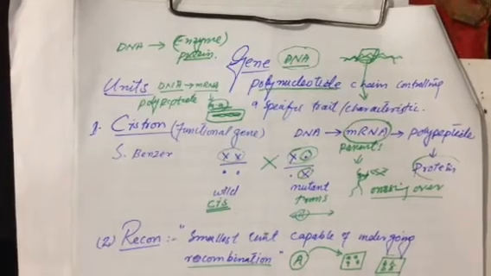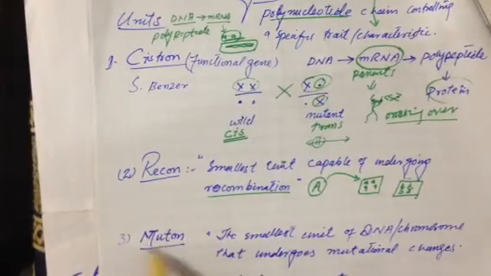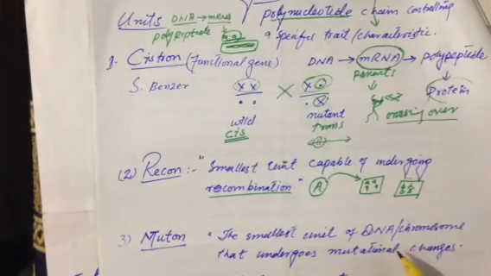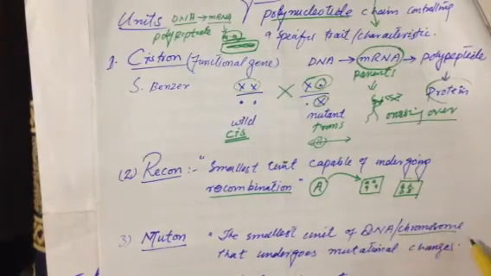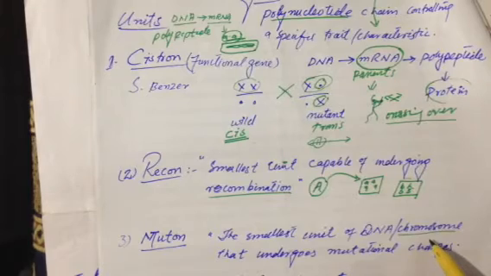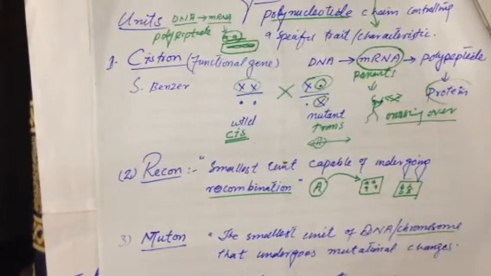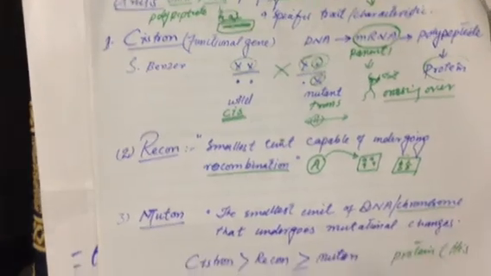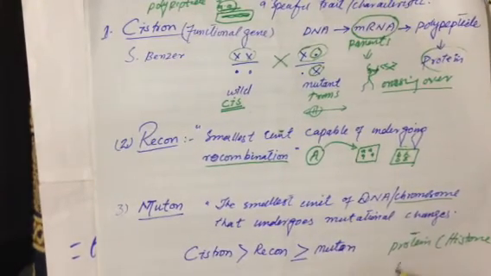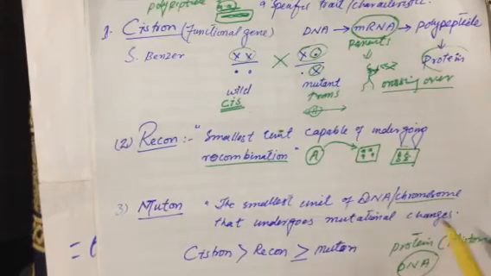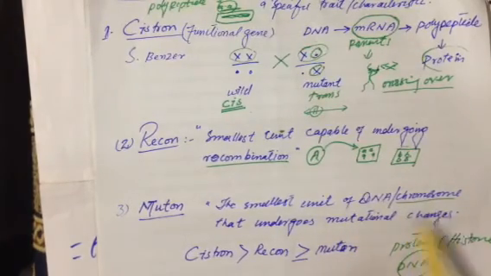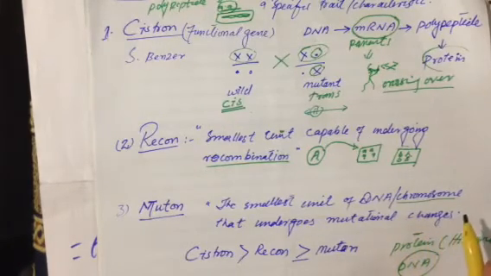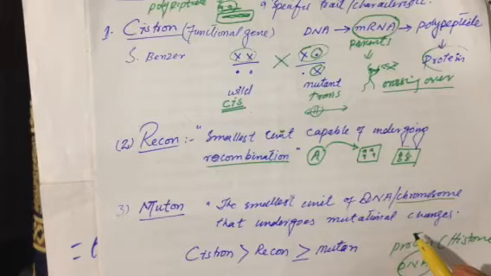Okay, the other part of the gene is the muton. Muton is the smallest unit of DNA or chromosome. As we know, a chromosome is made up of two things. One is protein, and that protein is called histone, and the other part is DNA. So the smallest unit of DNA or chromosome that undergoes mutation is the specific unit which has the capability of changing, which has the capability of mutation.